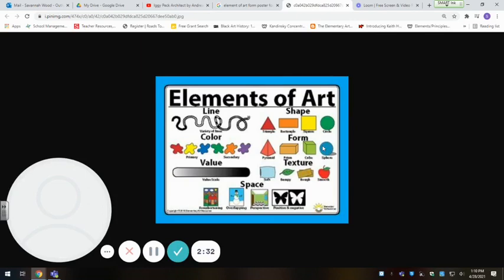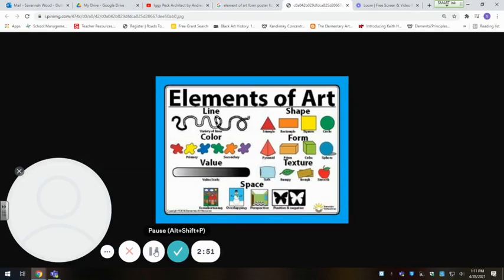So today we're going to be doing a paper sculpture together. We're going to be creating a paper sculpture together. And we'll be using organic form. So we'll be using organic shapes to create our sculpture using form.